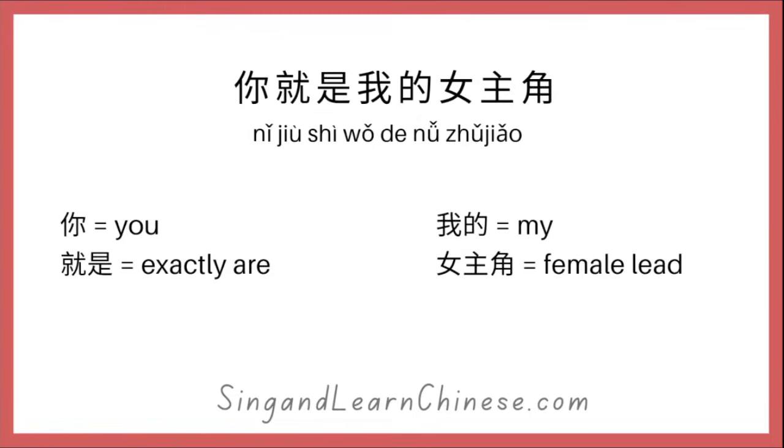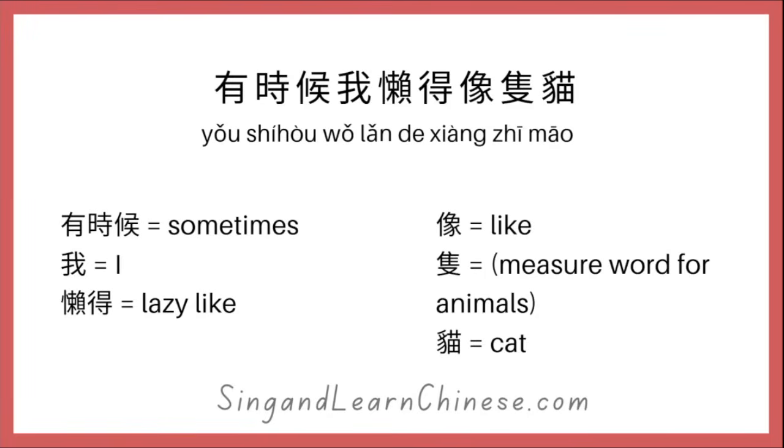All right, 你就是我的女主角. So this is written from the male perspective. So 你就是 you are, you just are, you exactly are. 我的 my, 女主角 is my female main character. So female lead, right? Like in movies or in books, in stories, you've got the FMC, the female main character, and the MMC, the male main character. So 女主角 is the female main character.